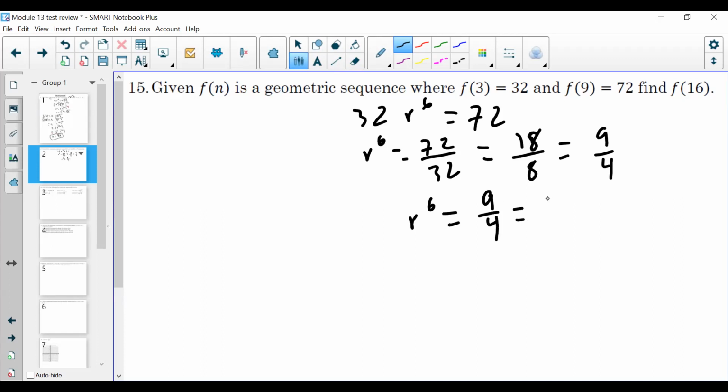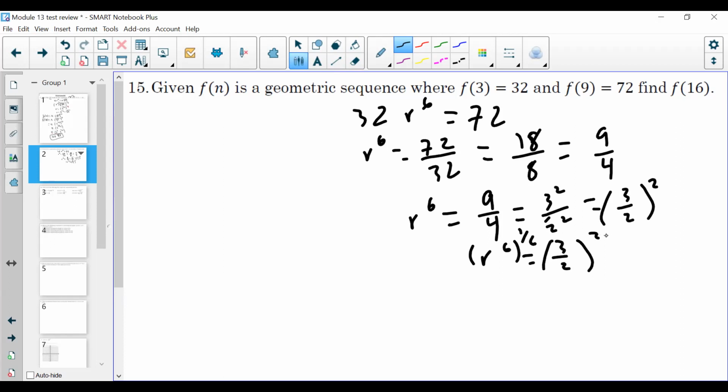Or I can rewrite this 9 over 4 as 3 squared over 2 squared. And the reason I'm doing that is because when I take both, I can rewrite this 3 squared over 2 squared as 3 over 2 all squared. So r to the 6th equals 3 over 2 all squared. Take the 6th root of all this, and you get that r equals 3 over 2 to the 1/3.